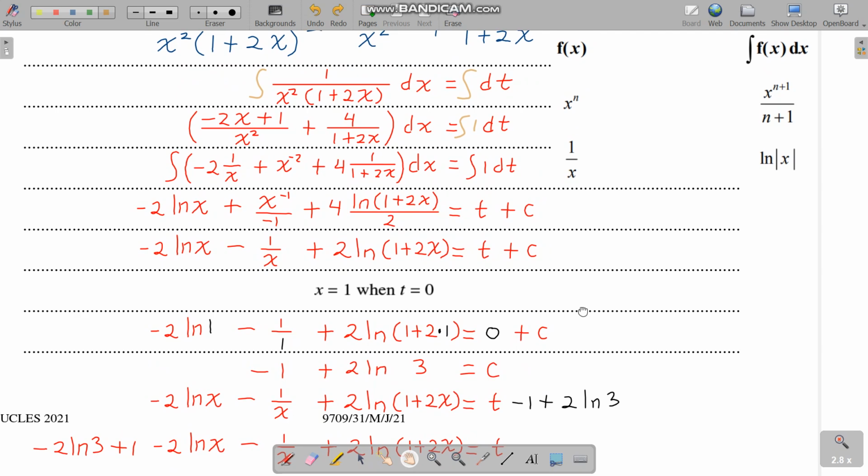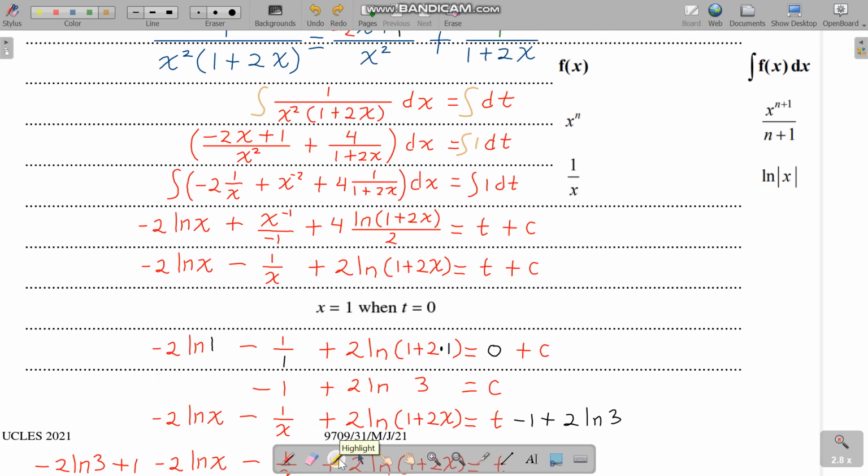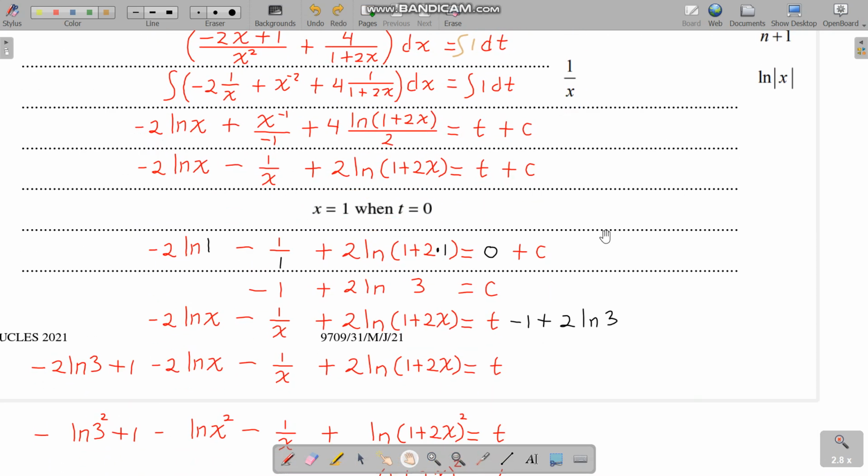So now we have the general solution of the differential equation. To find the particular solution, to find the c, we plug in the boundary condition when x is 1, t equals 0. So we replace the x with 1, x with 1, x with 1, t with 0, and we can find the c. ln 1 is 0, so it's just minus 1, and from here we get 3, and this is just 0, so c is minus 1 plus 2 ln 3. So now that we have the c, this is called the particular solution.